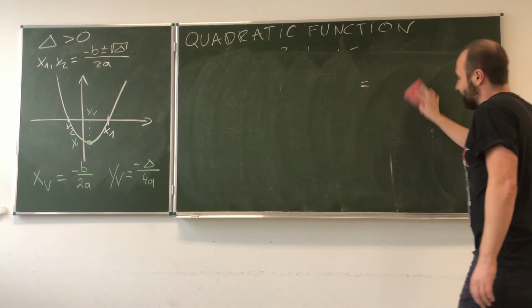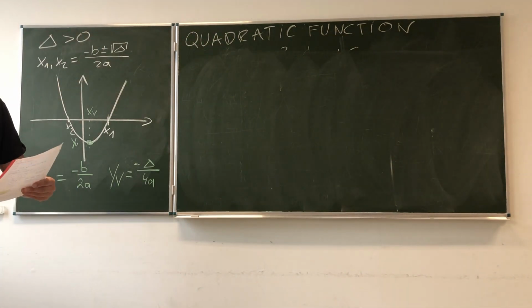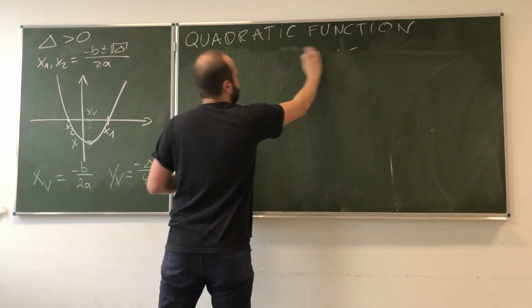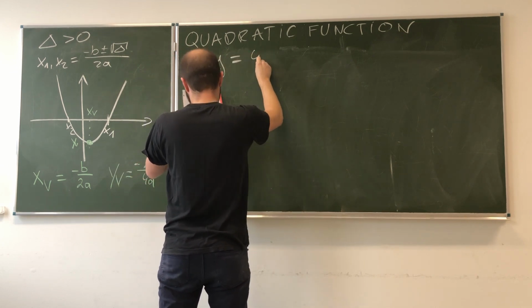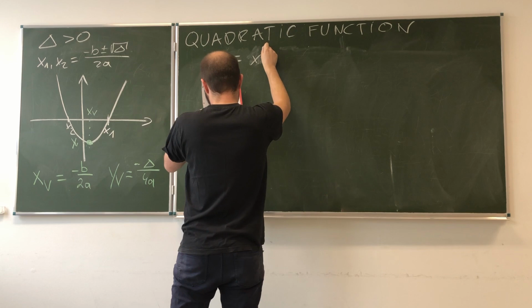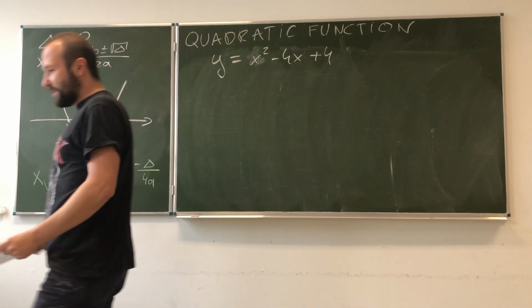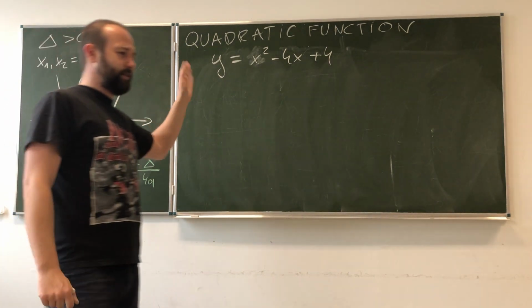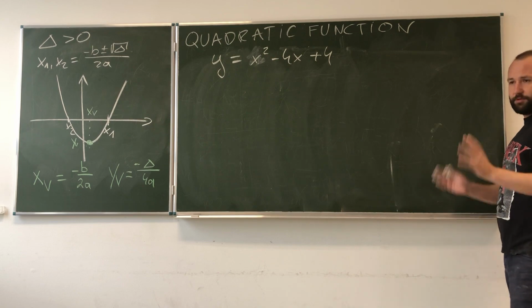Okay, so now let's just say that the parabola that we have to draw is given by, let's of course do something very easy, y equals x squared minus 4x plus 4. Okay, right away you might see that this can be done very, very easily using other methods, but let's do it step by step using delta.